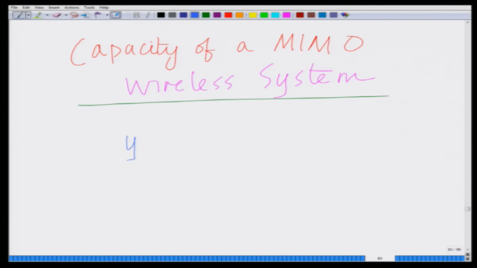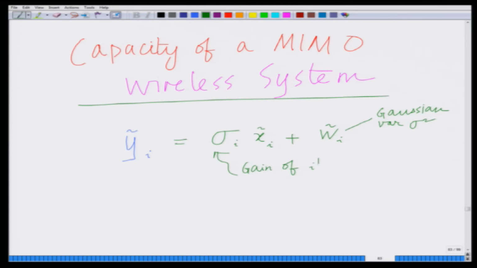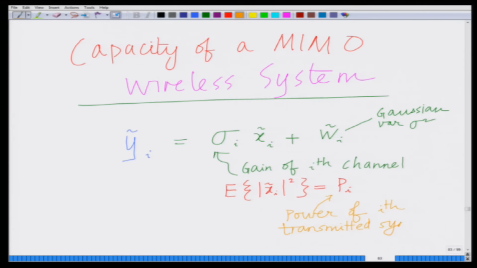We said in a MIMO wireless system I have y tilde I equals sigma I x tilde I plus w tilde I, where w tilde I is the Gaussian noise of variance sigma square, sigma I is the gain of the ith channel, x tilde I is the transmitted symbol. Let us have the power in the transmitted symbol, let us have magnitude x tilde I square equals Pi, that is Pi equals the power of the ith transmitted symbol.